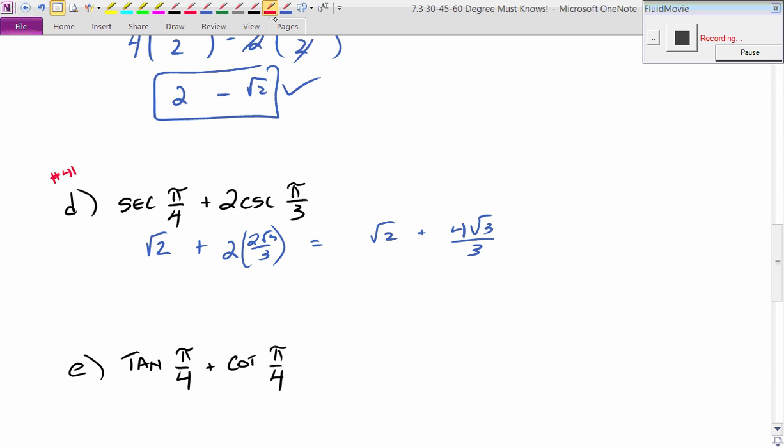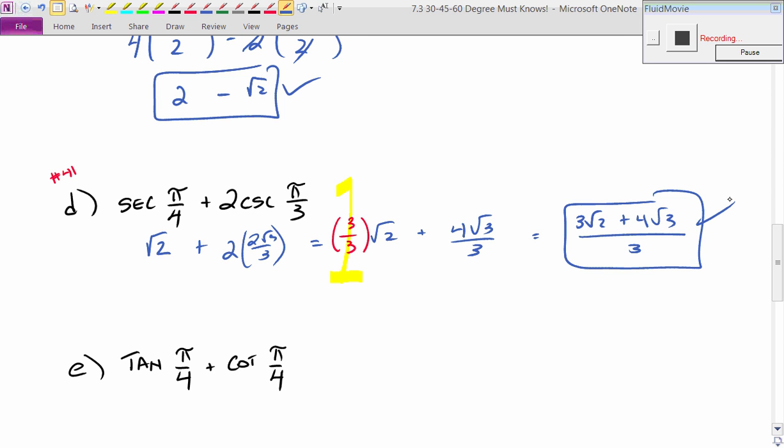We need to simplify this and make this one fraction. So, of course, we need a common denominator. The common denominator, of course, would be 3 in this case. So I'm going to multiply by a fancy 1 of 3 over 3. That is going to give me 3 square root of 2 plus 4 square root of 3, all divided by 3. And I cannot go any further.